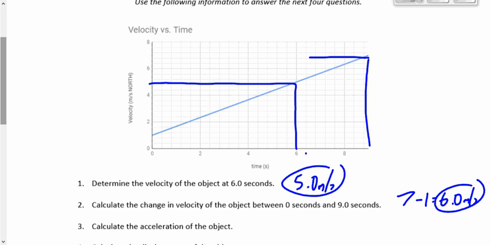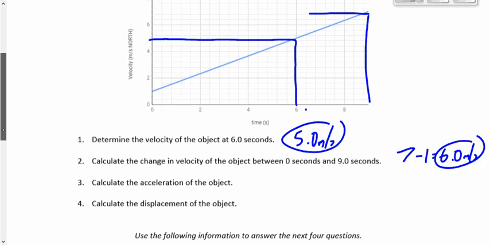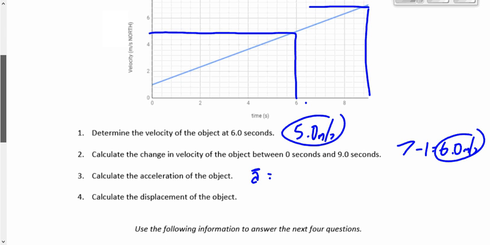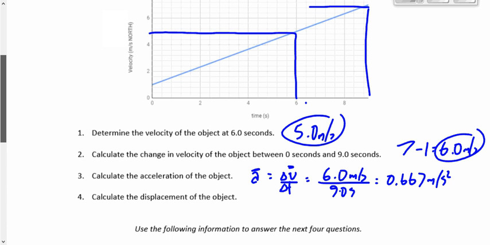The acceleration of the object, that's the slope of the graph, but the slope of the graph is exactly the same thing as delta V over delta T, right? Rise over run, delta Y over delta X is delta V over delta T. It's going to be 6 meters per second divided by the time from 0 to 9 seconds. That's 0.667 meters per second squared. I wonder how many of you get this one right.